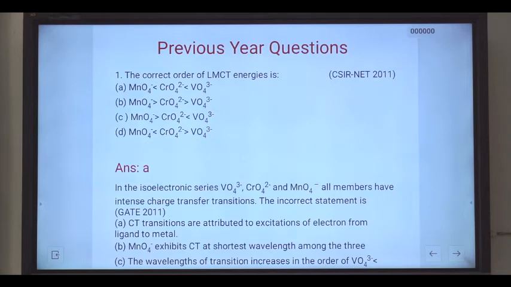So among this, MnO4 negative is the wrong option. It exhibits the lower LMCT, so that is slower LMCT, so that is why it should exhibit the highest wavelength among the three. So this is our option or the answer for the incorrect statement among these isoelectronic series.